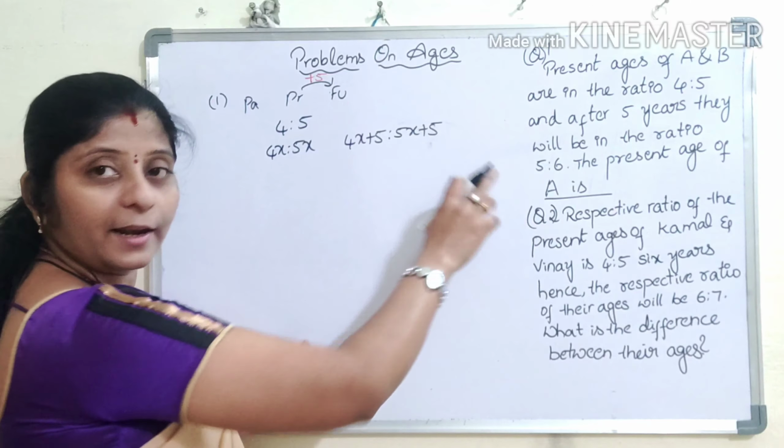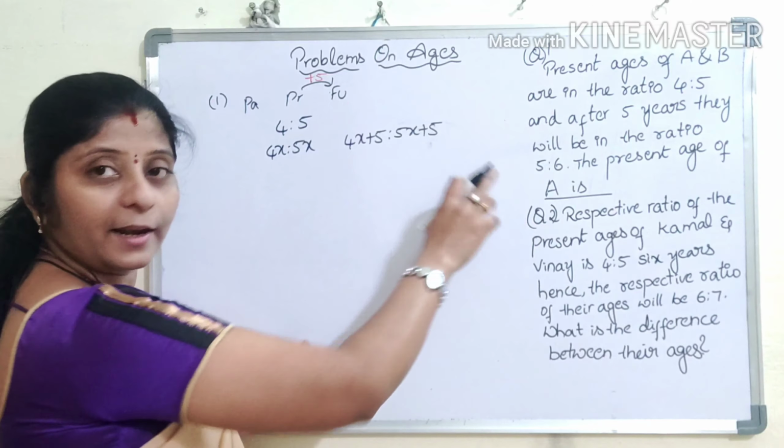The present age of A we have to find out. There is nothing given about past, so we have to take these two only. This ratio is given as 5 is to 6. So 4x plus 5 by 5x plus 5 equals 5 by 6. By cross multiply, 24x plus 30 equals 25x plus 25. If we take these terms, then we will get x equal to 5. So the x value will be 5.